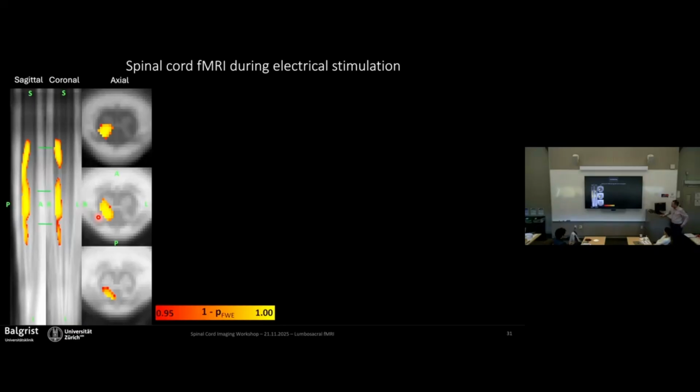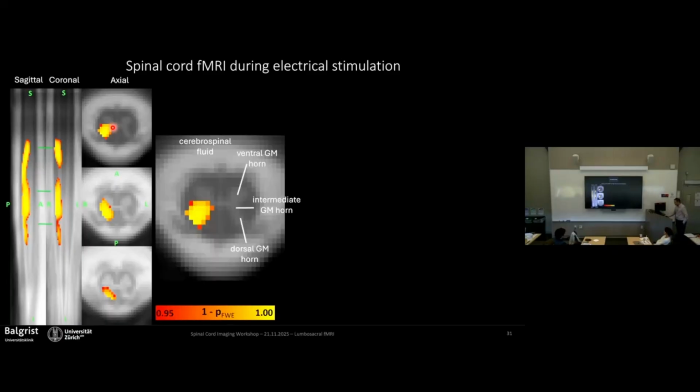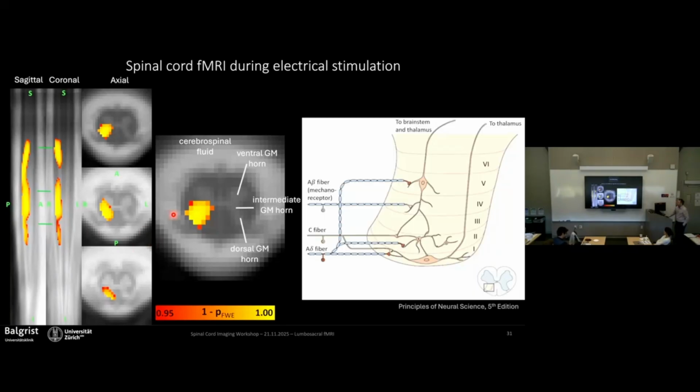And here these are the group level results on 25 patients. You can see again a highly lateralized activity on the ipsilateral side, but this time the activation was more on the dorsal and intermediate side of the spinal cord gray matter. Here you can see it clearly, which is in line with what we expect, because we know that electrical stimulation is quite an unspecific activation at the high amplitude that we applied. So basically, it stimulates everything, the A beta fibers, C fibers, A delta fibers.